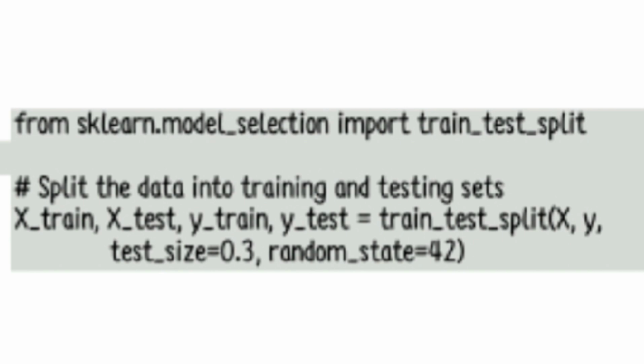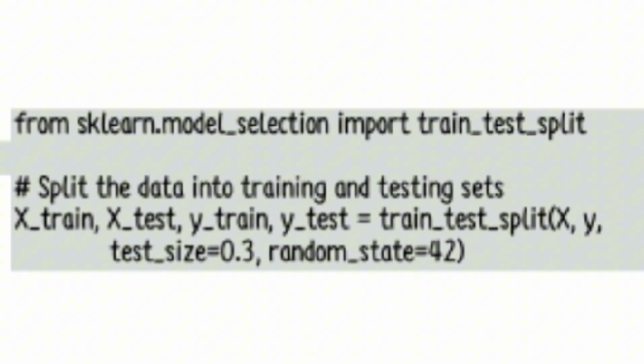Test size is equal to 0.3. This parameter specifies the proportion of the data to include in the test split. In this case, 30% of the data will be used for testing and the remaining 70% will be used for training. Random state equals 42. This parameter sets the seed for the random number generator. This ensures the split is reproducible.